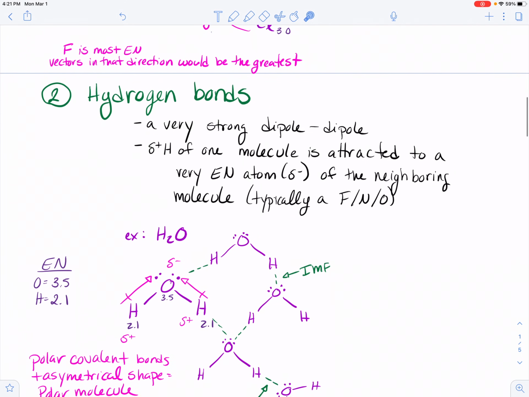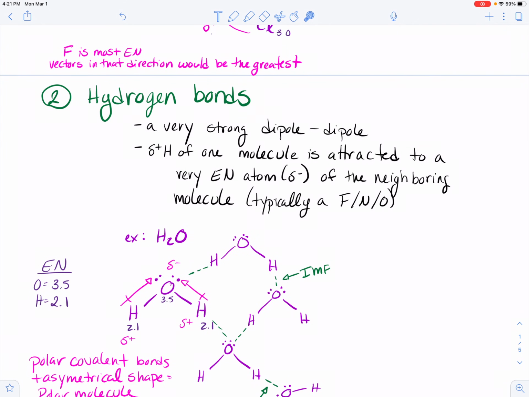The next type is a hydrogen bond. A hydrogen bond is basically just a very strong dipole-dipole. It's a type of dipole-dipole. They're just very strong poles, and so it creates an intermolecular force that is considered a bit stronger than a standard dipole-dipole. So they like to separate it out.